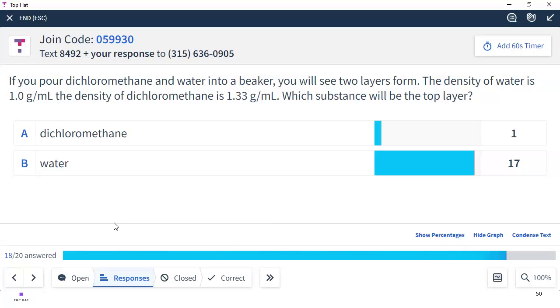All right. Almost all of us are on the right track here. The correct answer is water. What we have to remember is density. The substances with the smaller density are going to float on the substances that have larger densities. So dichloromethane has a density greater than that of water, so it is going to sink, which means water is going to float. Water would be the top layer.